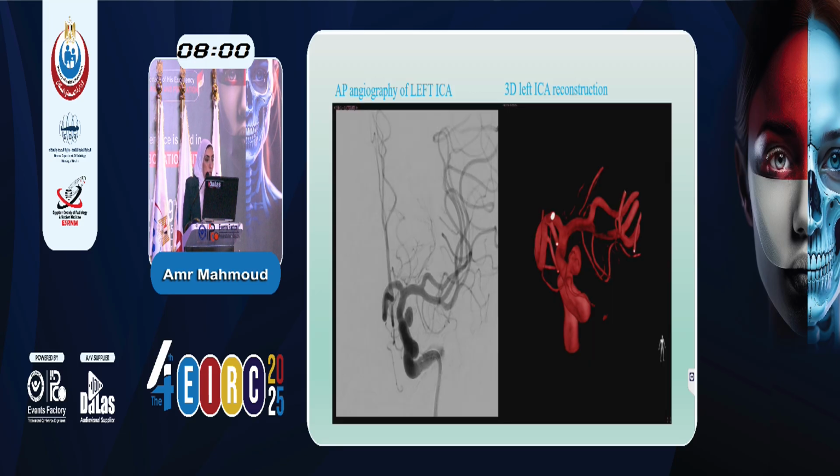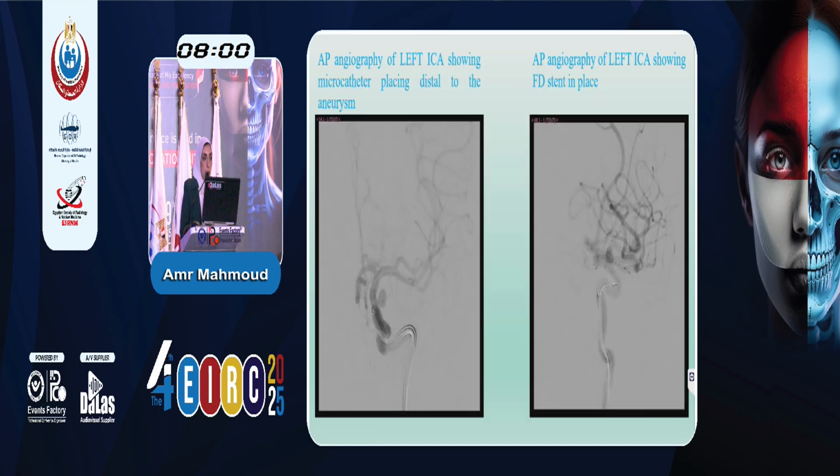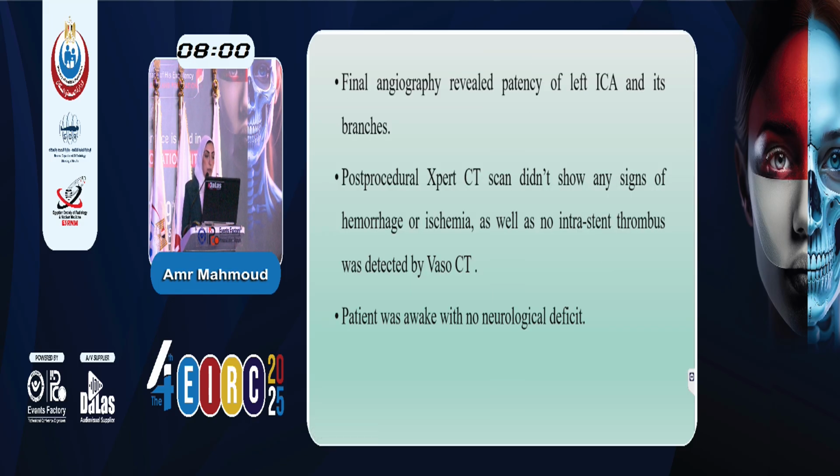Here is the angiography, first the AP of the left ICA showing the carotid siphon aneurysm, and here the 3D is showing the same lesion. After this, we went for the procedure. Nothing was wrong. On the right side, the image shows the microcatheter passing the aneurysm, distal to it, and the left picture shows the deployment of the flow diverter FRED.